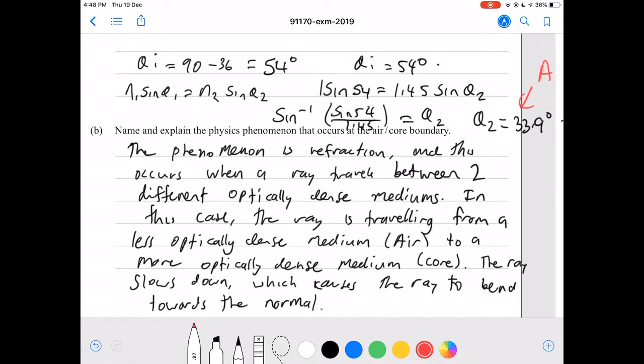So this should be a merit level question. And to get an achieved, I think just this first statement here should be enough. So stating refraction and explaining that's when a ray travels between two differently optically dense mediums, that should be an achieved.